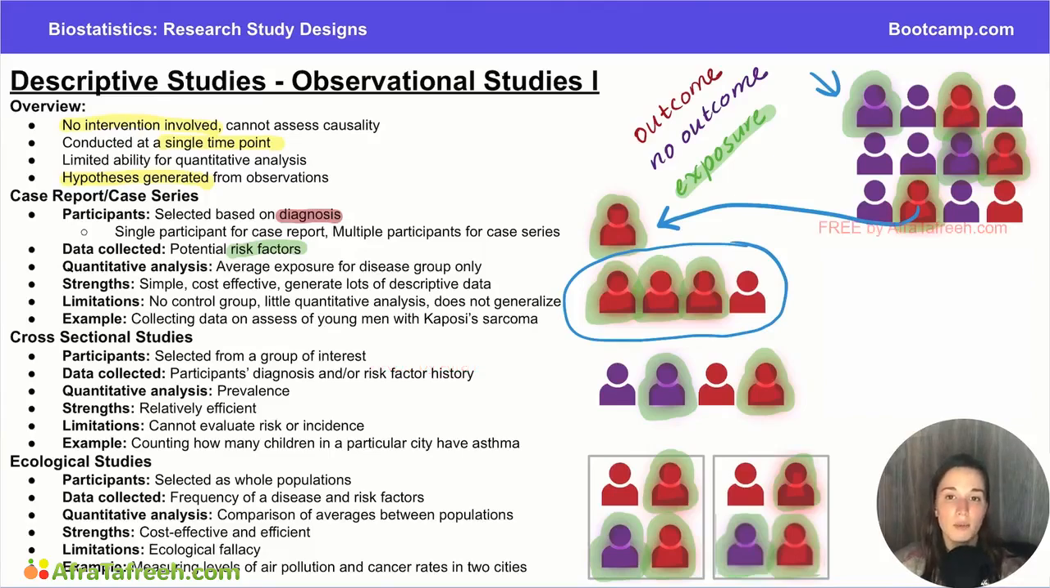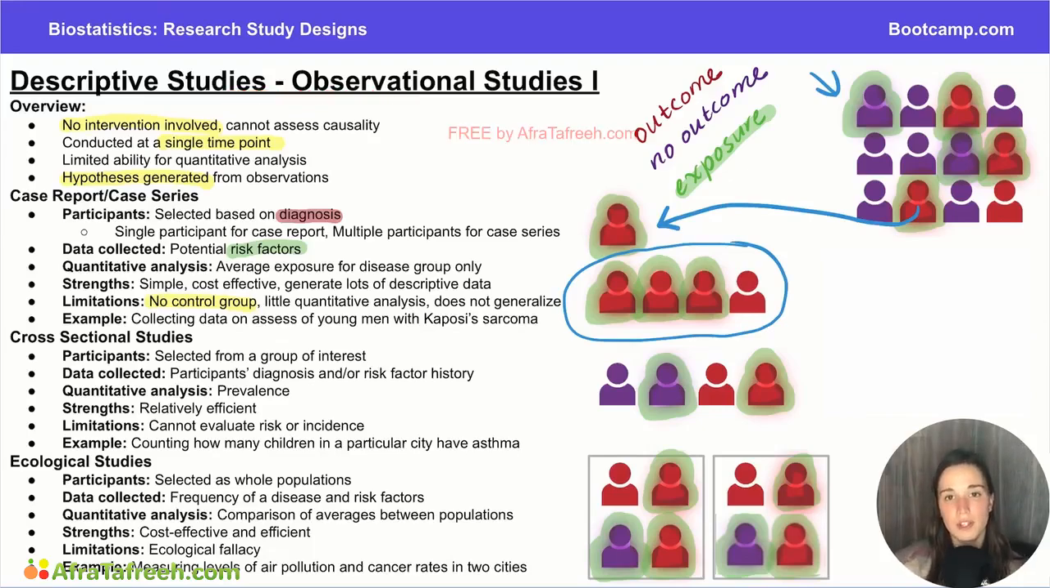The nice thing about case reports and case series is because you're only collecting data on one person or just a few people, you can collect quite a rich data set, and it doesn't require a lot of time or a lot of money. However, a major limitation of these studies is that they lack a control group. This means that you can't effectively compare exposure rates between your group of people with the outcome that you're interested in and without the outcome. And because there's no control group or hypothesis, there's relatively little quantitative analysis that you can do.